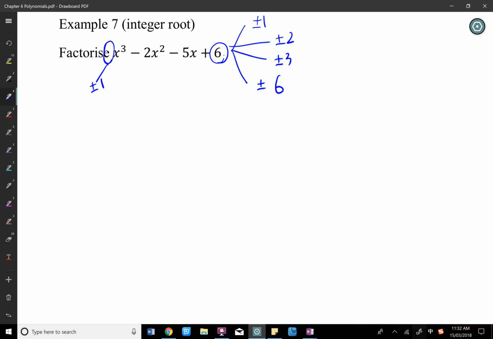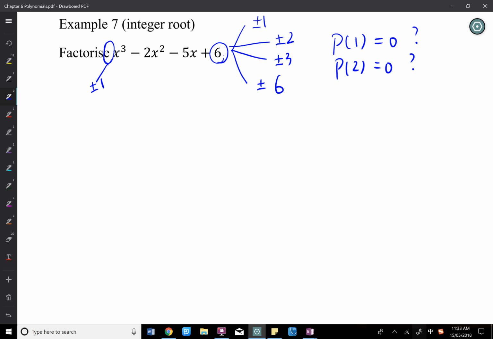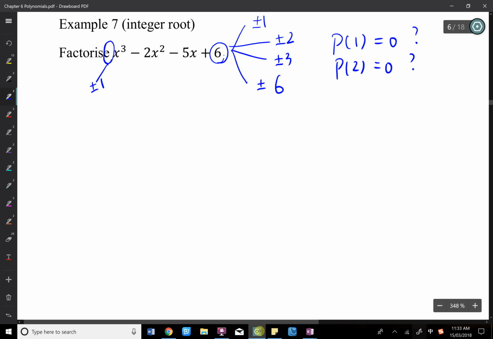Then those values are the values you will try. I don't know which one will work, so I need to try. For example, call the polynomial P of x. You will see whether P(1) equals 0 or not, or P(2) equals 0 or not. Whichever equals 0, x minus a will be the factor. But I don't want you to try P(1), P(2) like that. That's the method in the book, and then they do long division to find the rest. What we can start with is directly using this table.